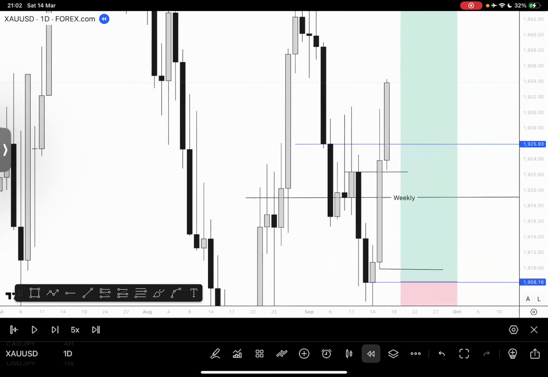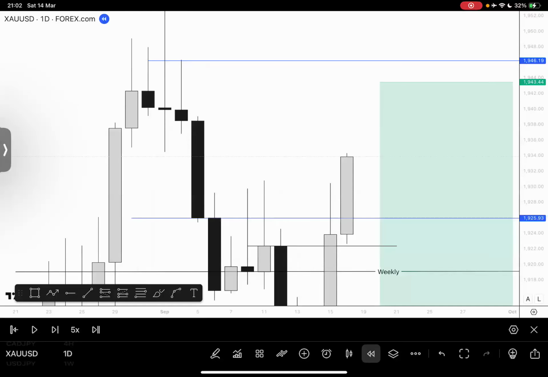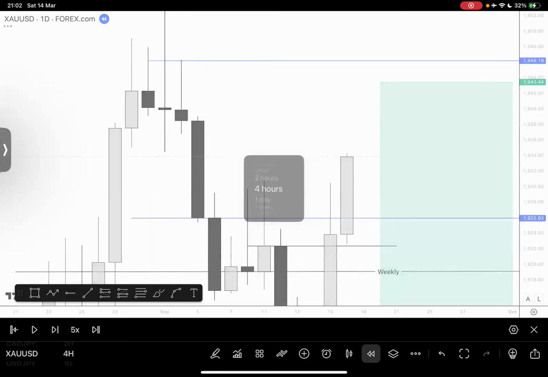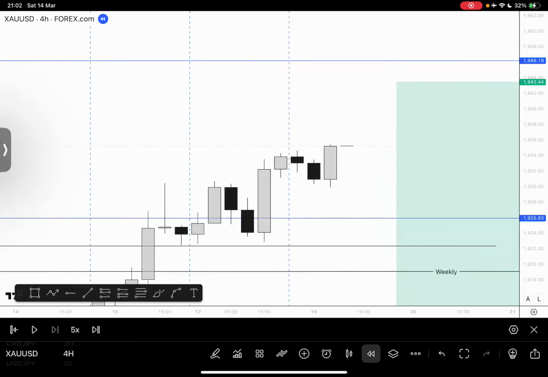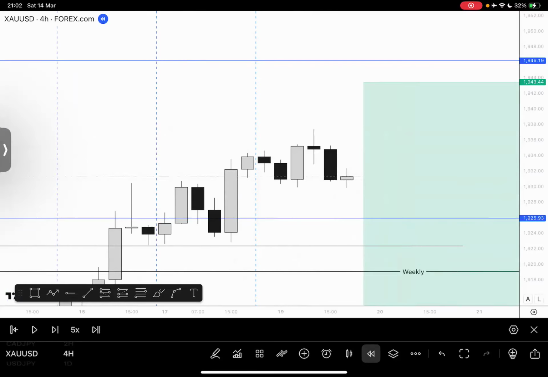Yeah, most are the same level. So this is the only one I'm using. If I can get a 4-hour rejection and a 4-hour breakout from that daily level, I'm going to look for buy entries. All right, the market didn't do anything the next day.